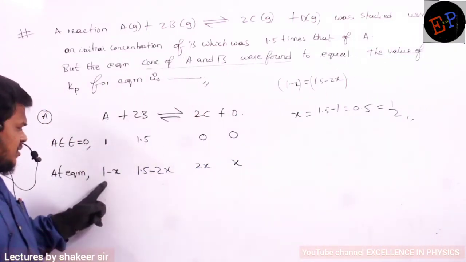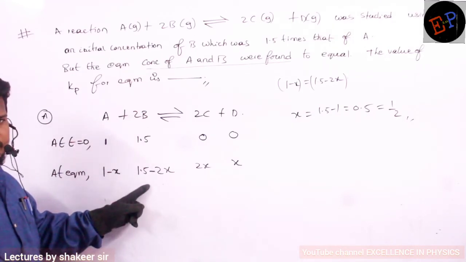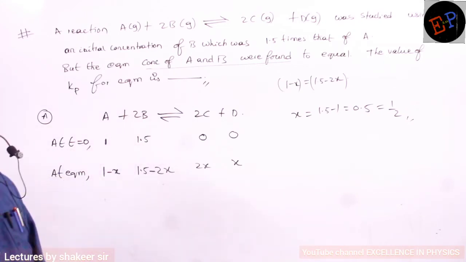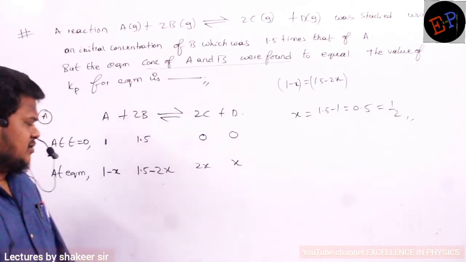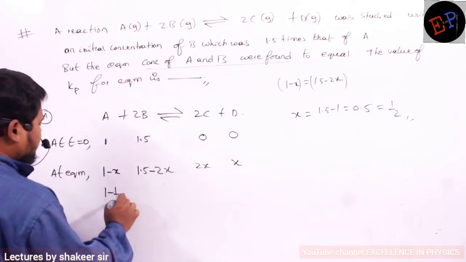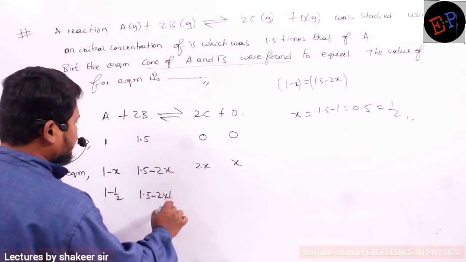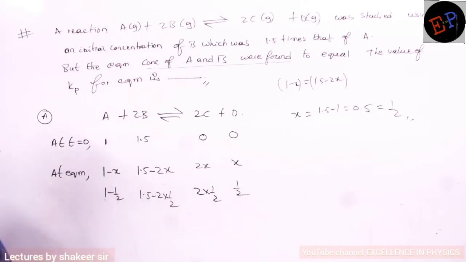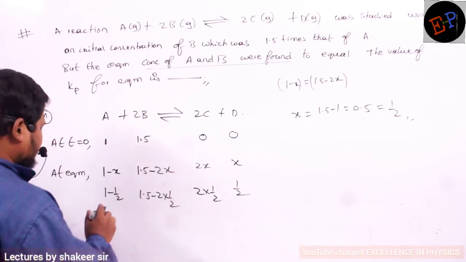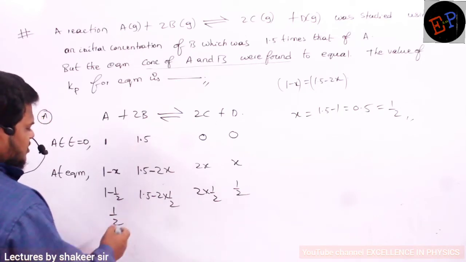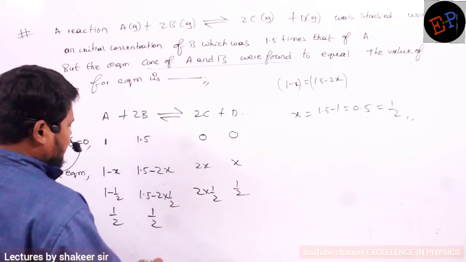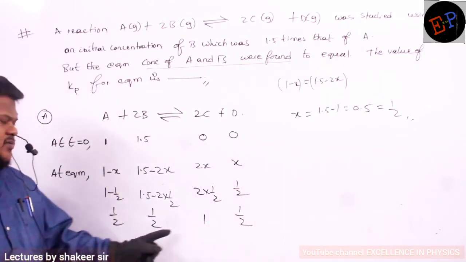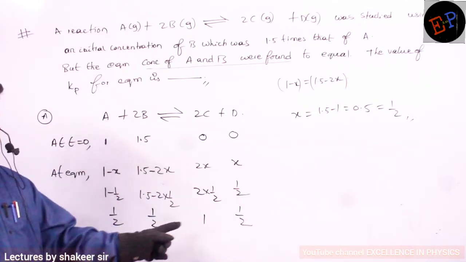It means a half mole of A is reduced, 1 mole of B is reduced, 1 mole of C is formed and a half mole of D is formed. That is the meaning of it. Now substitute. So 1 minus 1 by 2, this is 1 by 2. And 1.5 minus 2 into 1 by 2, this is 1.5 minus 1, which is also 1 by 2. And C is 1 and D is 1 by 2. Satisfied? So these are the respective concentrations present at equilibrium.